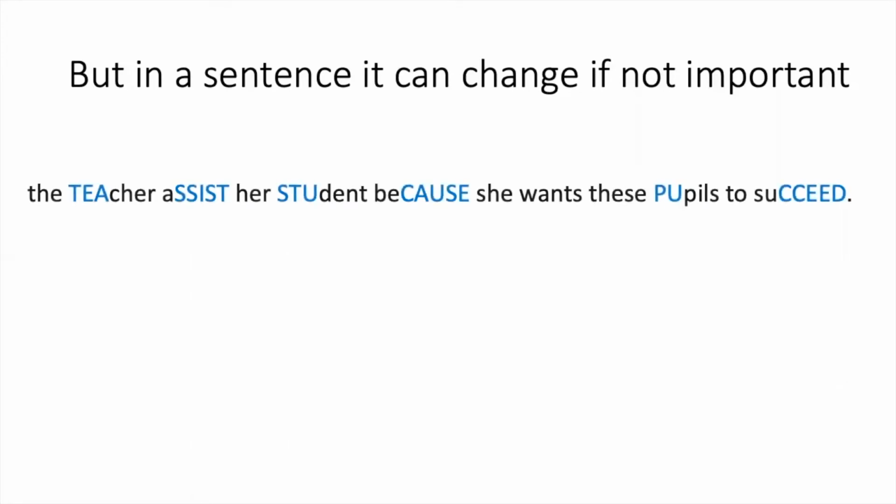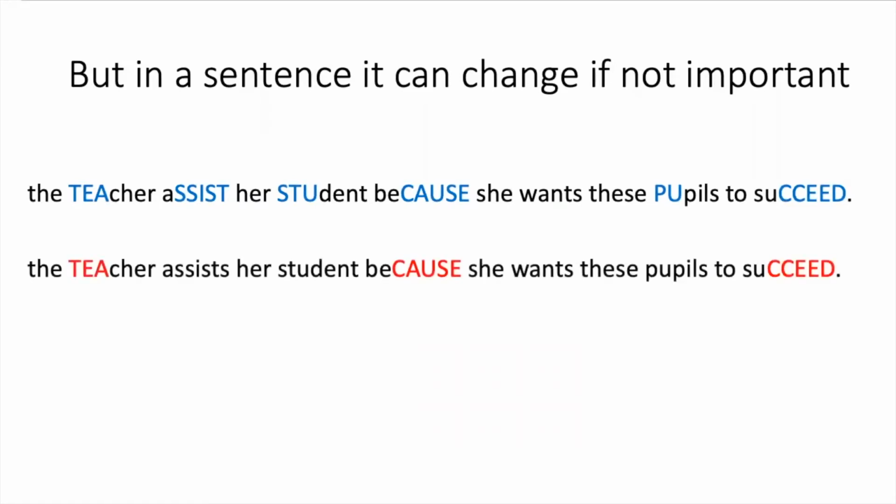So in the exercise before, you would have the teacher assist her student because she wants these pupils to succeed. I just noticed I've got a grammar mistake. It should be the teacher assists a student because she wants these pupils to succeed. But practice is the key.